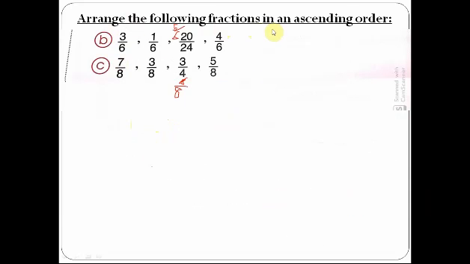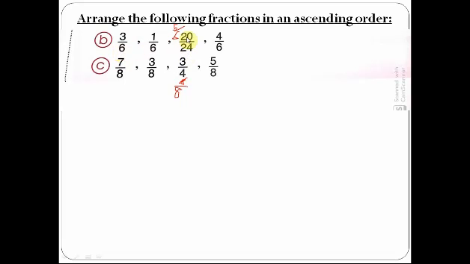Arrange the following fractions in ascending order. Ascending means from the ant to the dinosaur, from the small to the big. To arrange from the small to the big, I have 3 sixths, 1 sixth, 20 over 24, and 4 sixths. 20 over 24 is strange, because here all of them have the denominator 6.